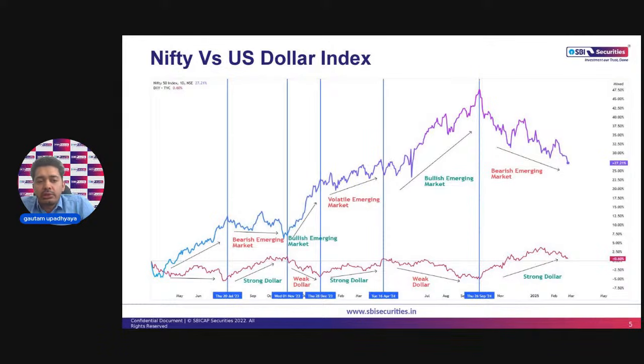This is a slightly old chart, but you can clearly see the inverse correlation which I was telling you about, between the dollar index and our markets. So whenever the dollar index has done well, we have seen that our markets have gone into a bit of a correction phase. And whenever the dollar index has witnessed a correction, emerging markets, including us, have done pretty well. I just wanted to clearly show you that inverse correlation which exists between the dollar index and our markets.